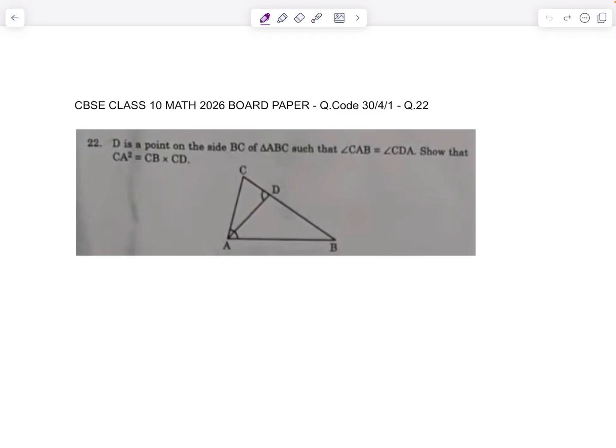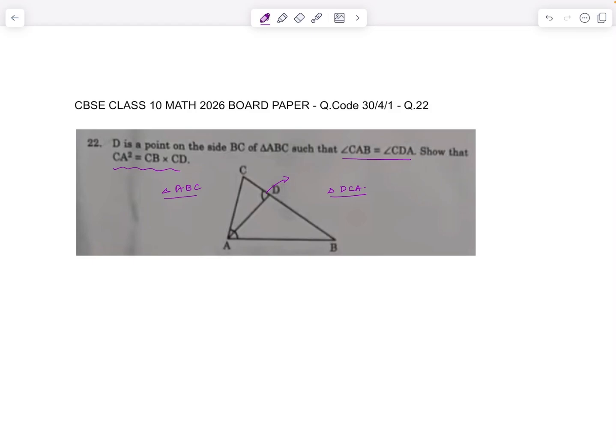The hint given to us is angle CAB is equal to angle CDA. CAB belongs to the triangle ABC and CDA belongs to the triangle DCA. If we prove the similarity of these two triangles, then we can get the proportionality of sides with which we can prove the given statement.